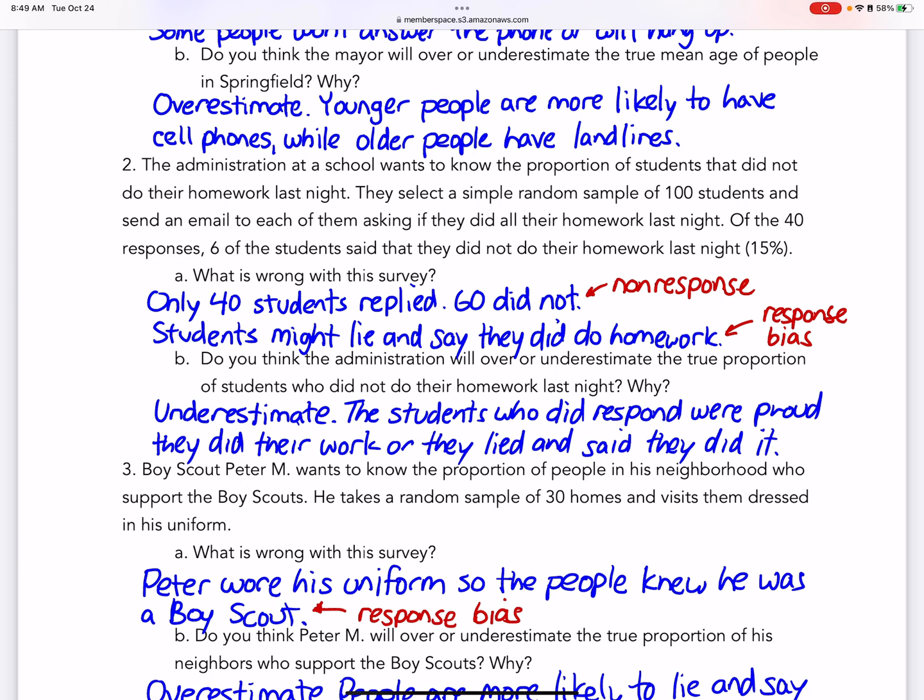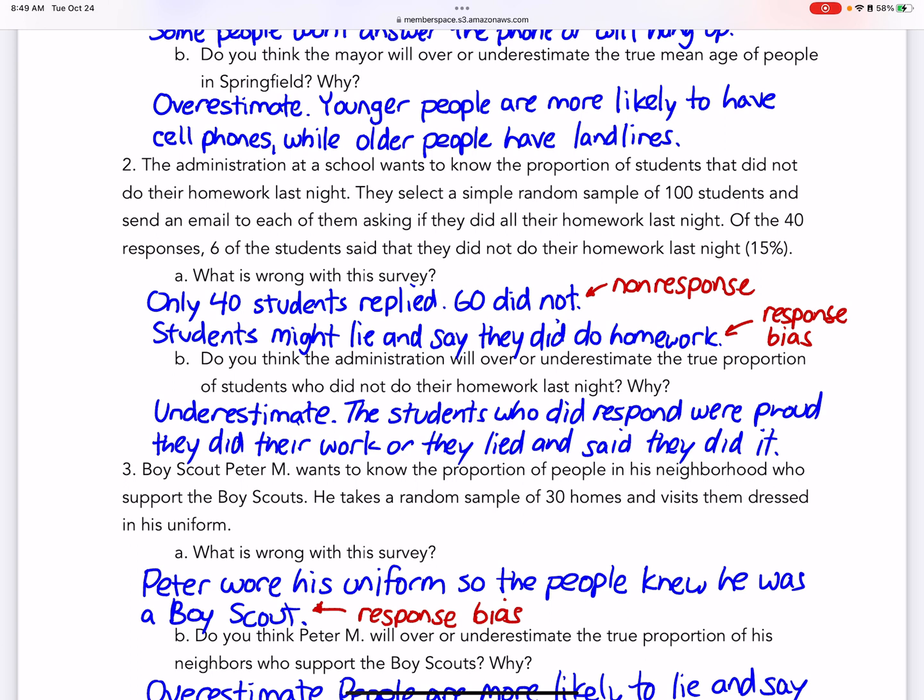And if I said 85% of all of the kids at the school did their homework last night, that would not be representative of my population because, as you can see, only 40 responded, 60 did not. So that's non-response. I had 60 people who did not respond. Either the email didn't get to them, they happened to not see it, or they saw it and they didn't want to respond. The second type of bias that could be is what if they lied?